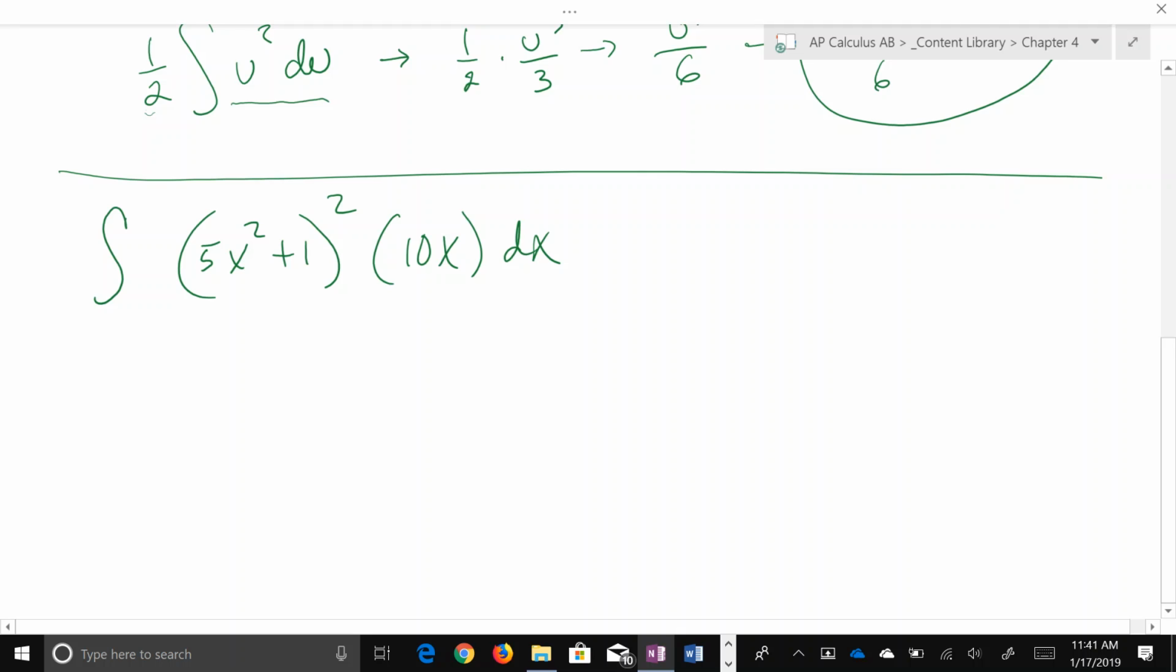So my question to you is, what do you think the u should be? The 5x squared plus 1. Why? It just kind of appears like it should be, because it's got a squared on it. That happens 8.3 times out of 10, okay? What are some other things you notice? The derivative of 5x squared plus 1 is 10x. So you see the derivative sitting there. That's how you figure out what your u is.